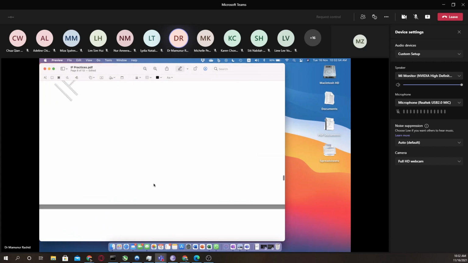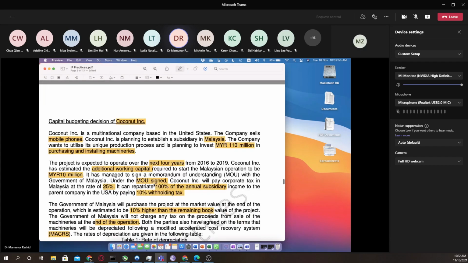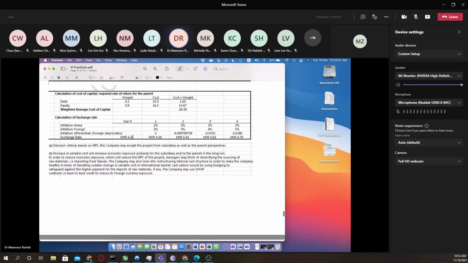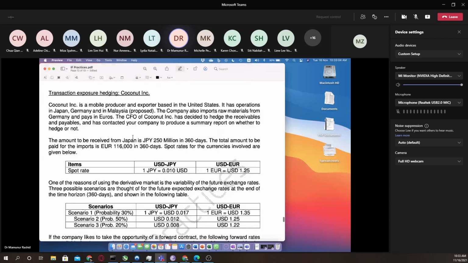Solutions are given for you. Just look at it later on whenever you have time. The last one is transaction exposure for Coconut Incorporation. See whether there is anything here that we need to look into. Let's read it. Coconut Incorporation is a mobile producer and exporter based in the US. It has operations in Japan, Germany, and Malaysia. Okay, now they are considering three operations. The company also imports raw materials from Germany and pays in euro.